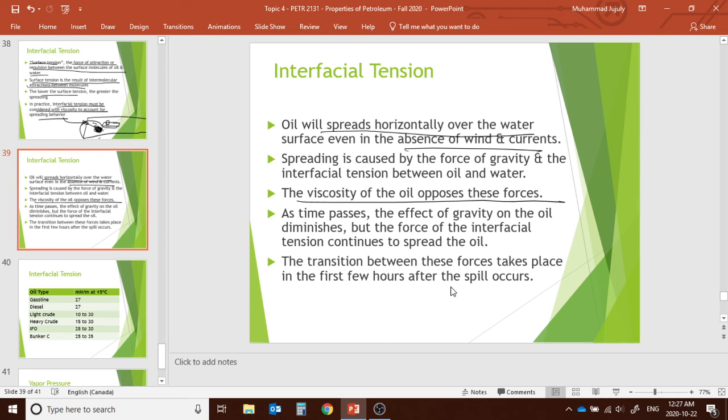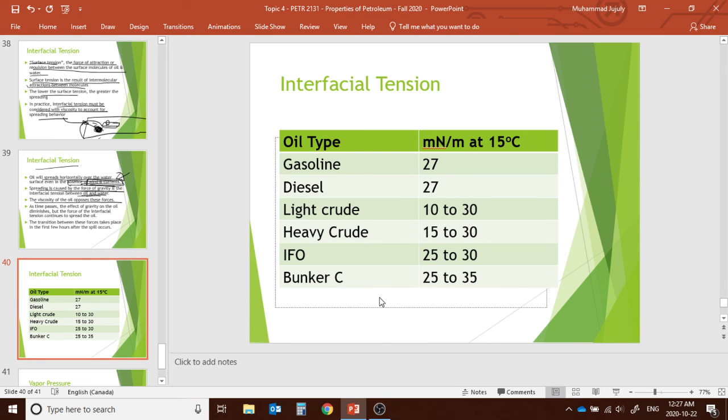Surface tension has lots of factors. It can be affected by the wind and current. We will see in detail when we do the spill modeling how the interfacial tension is affected by the wind and current. The spreading could be caused by the force of gravity. How it works, we will also see that. It's a very important part. So the interfacial tension between all these fluids is explained in here.